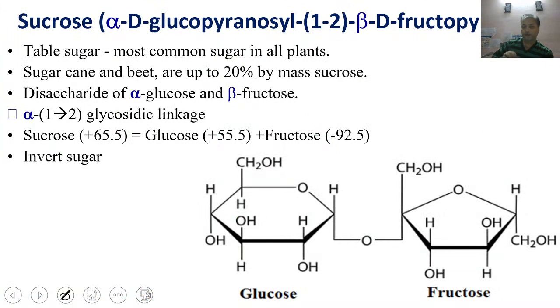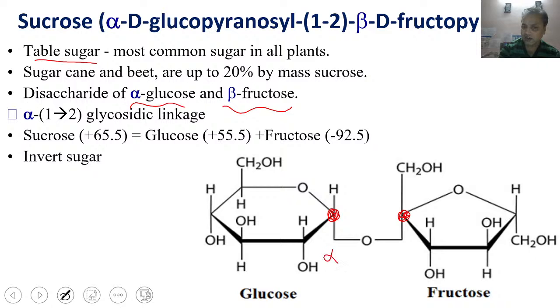Okay, now we are going to say sucrose. Sucrose is commonly called table sugar, and it is most commonly found in plants. This is a disaccharide where alpha glucose forms a bond with beta fructose. Now you can see this is glucose, and this is the anomeric carbon; this is fructose, and this is the anomeric carbon. So in sucrose, this anomeric carbon forms a bond with this anomeric carbon.